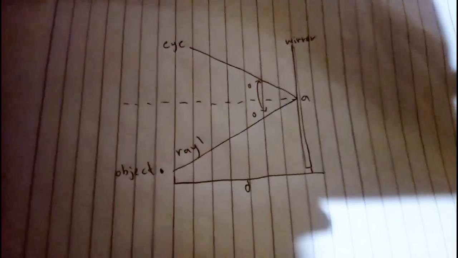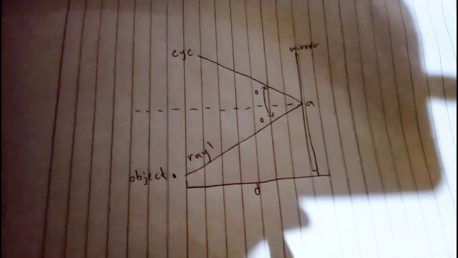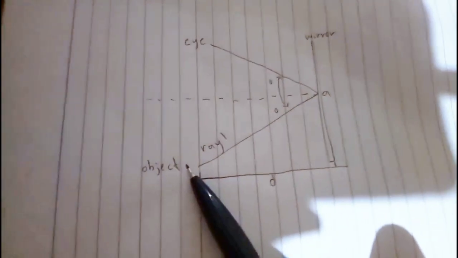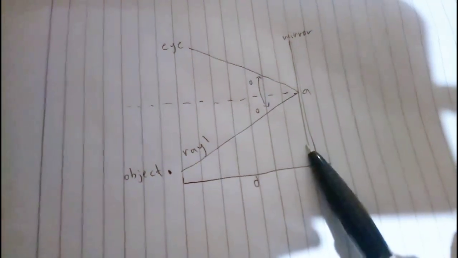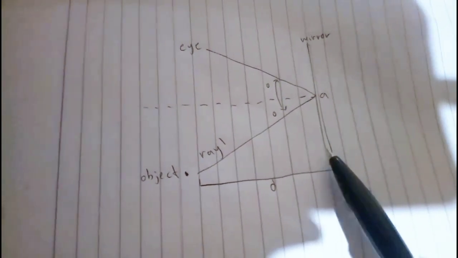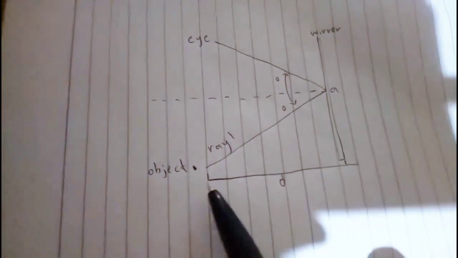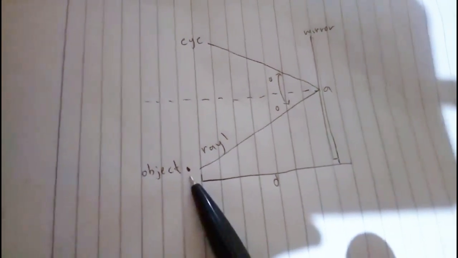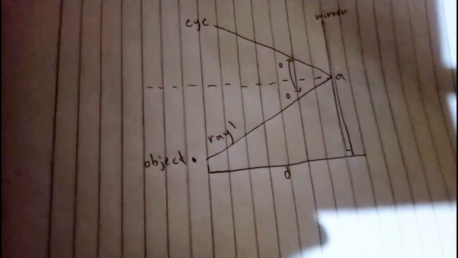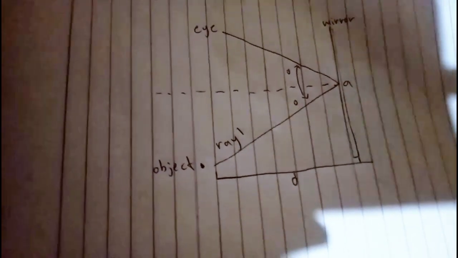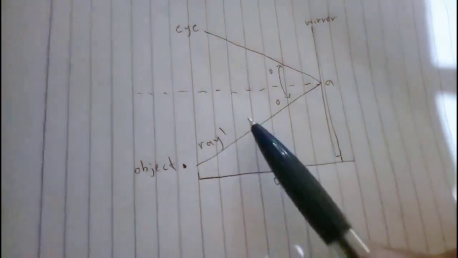To answer this question, we will use a dot as our object, this one. It is a distance d in front of the mirror. Light rays from the source bounce off the dot to the mirror. The light rays that reach the mirror from the object are the incident rays, which are these ones.